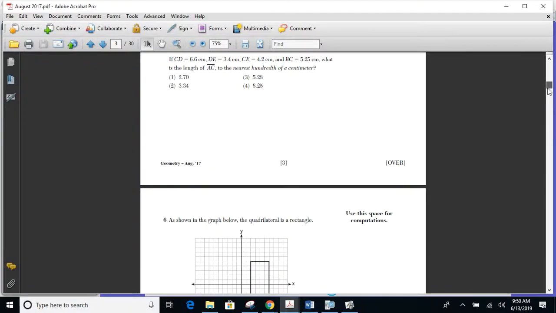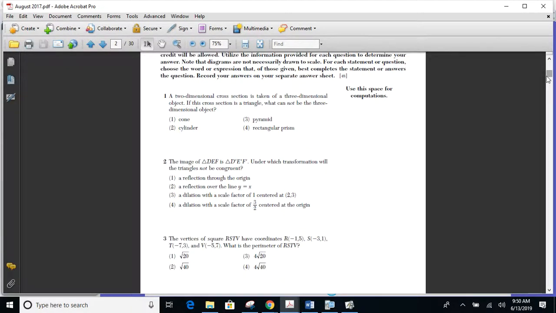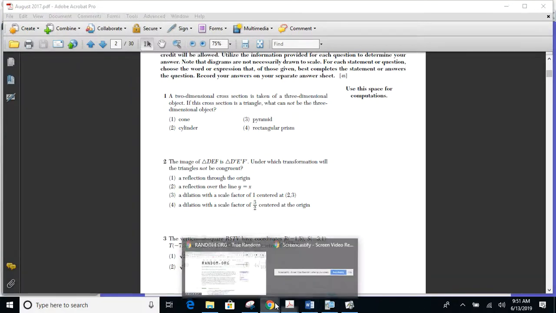Go ahead. I get that you can't get a triangular cross section in a cylinder, but what about a rectangular prism? If you cut it, let me try. Visual always helps here, right? I don't know if I'll be able to. Good question. We'll see if I can do this real quick here.